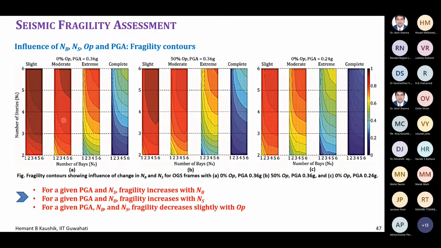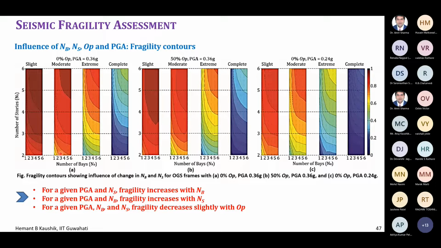And here I'm showing you the fragility contours, similar results, but in a slightly different way. So these are for slight, moderate, extreme, and complete. For this combination of 50% opening and PGA, and 0% opening and different PGA, right? So here I'm changing the number of bays on the x-axis, 1 to 6. On the y-axis, I'm showing you the number of stories. And these are the fragility contours.